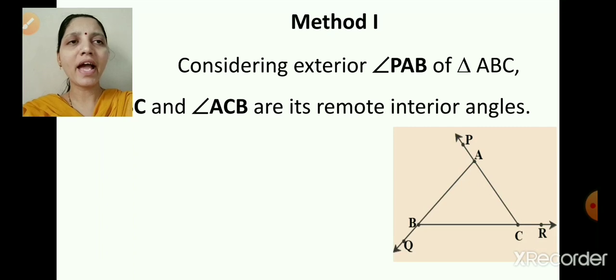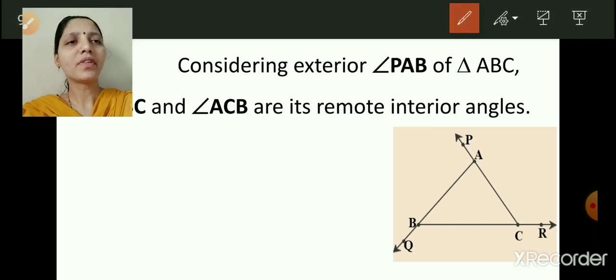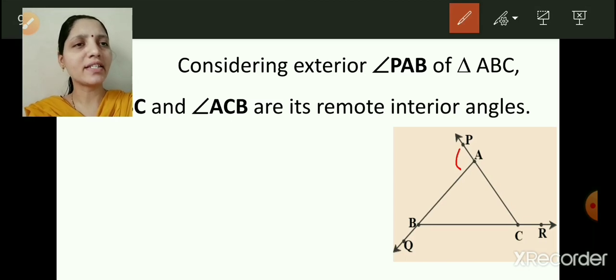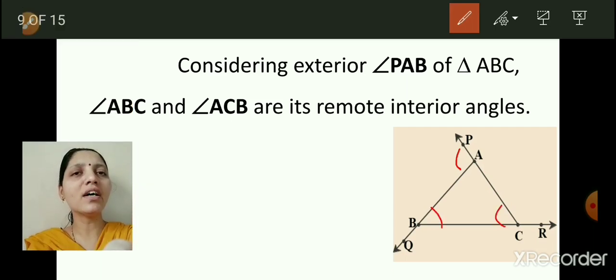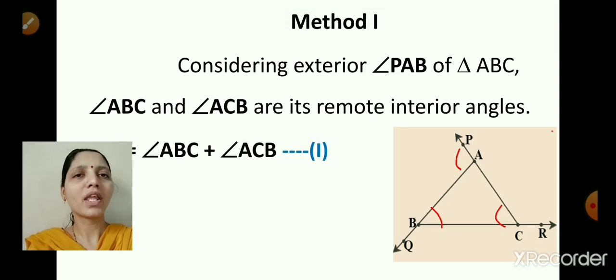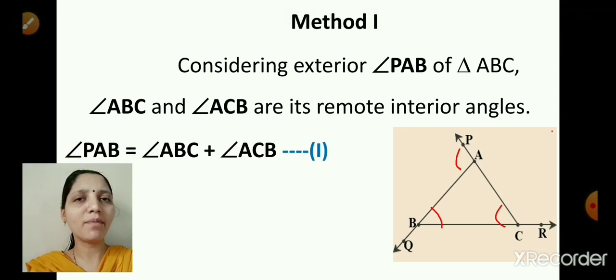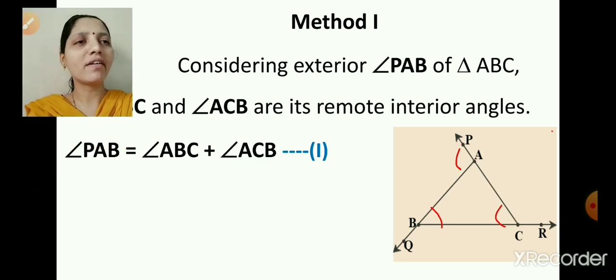Here we are going to consider an exterior angle PAB of triangle ABC. If you consider this angle PAB as an exterior angle, then what will be the remote interior angles for this? Angle ABC and angle ACB. So these are the remote interior angles for this exterior angle. Therefore we can write angle PAB is equal to angle ABC plus angle ACB. Write this equation as equation 1, and the reason you will write?